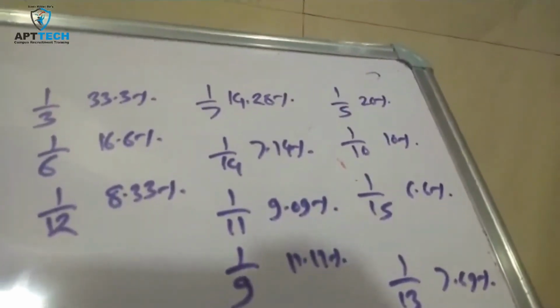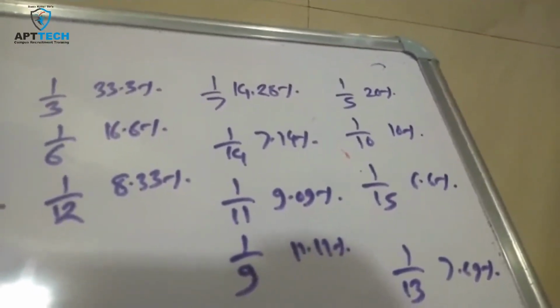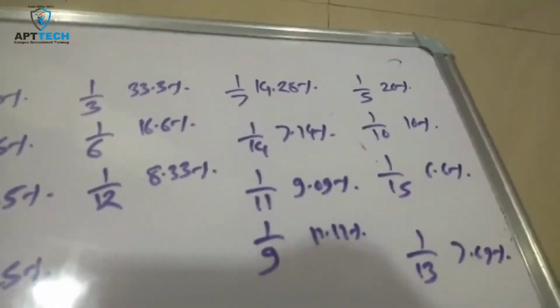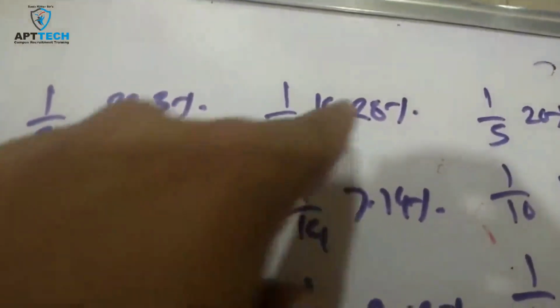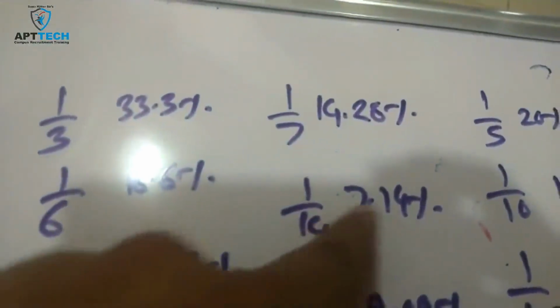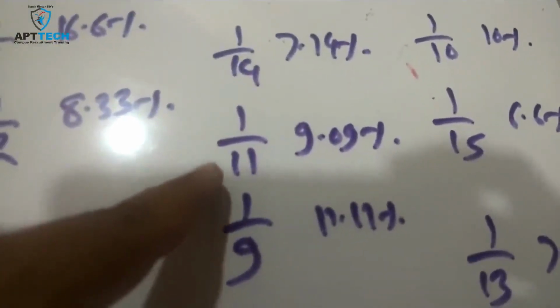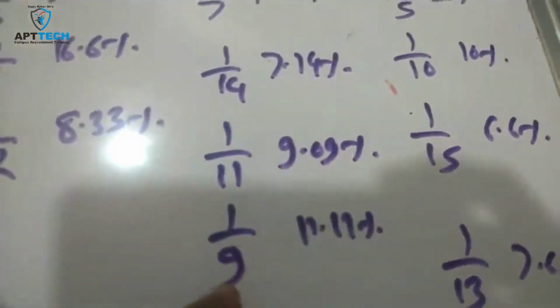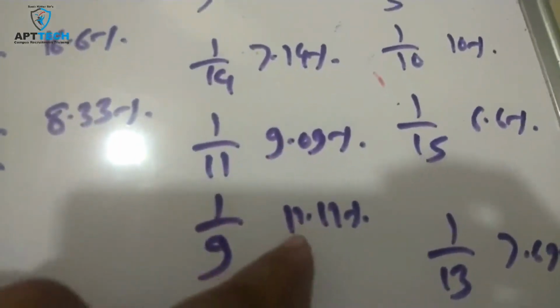Now the logical correlation. 1 by 7 will have a relation with 14, and 1 by 14 will have a relation with 7. But how is this relation? The 1 by 7 answer will start with 14, and the 1 by 14 answer will start with 7, but after 14 comes double of that, and after 7 comes double of that. Then the logical correlation between 1 by 11 and 1 by 9: 1 by 11 will be double 9, and 1 by 9 will be double 11.